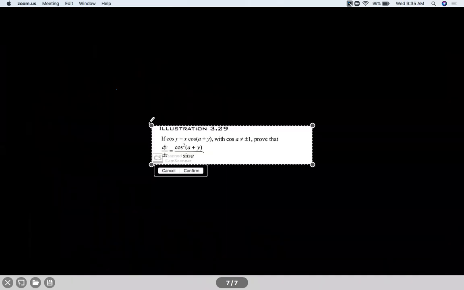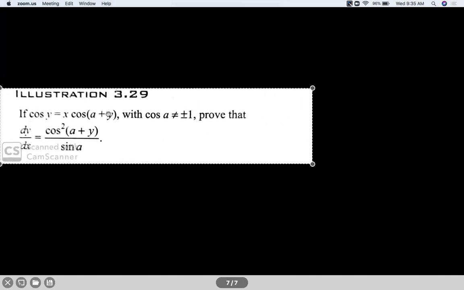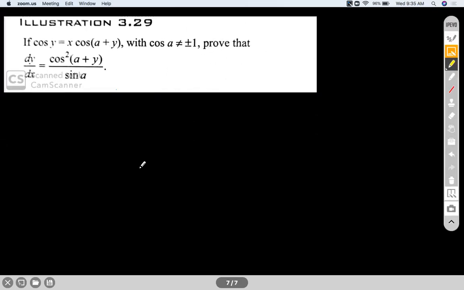Let us begin with this question. Hope you can read this. Cos y is equal to x cos a plus y. Prove that dy by dx is cos square a plus y by sine a. And I'll just give you 3 minutes for this. Time starts now.